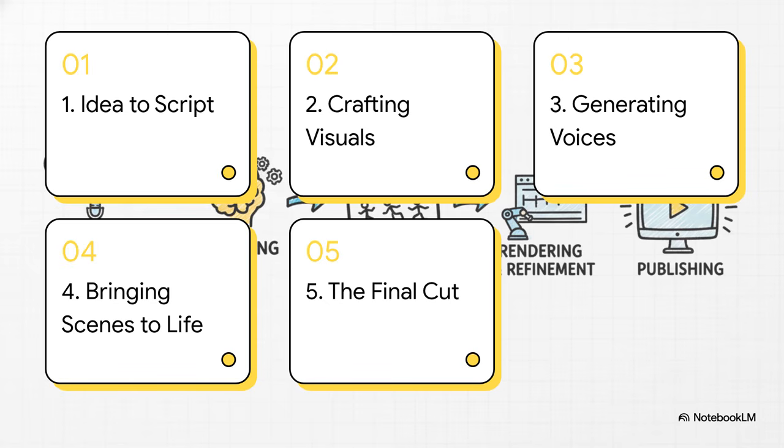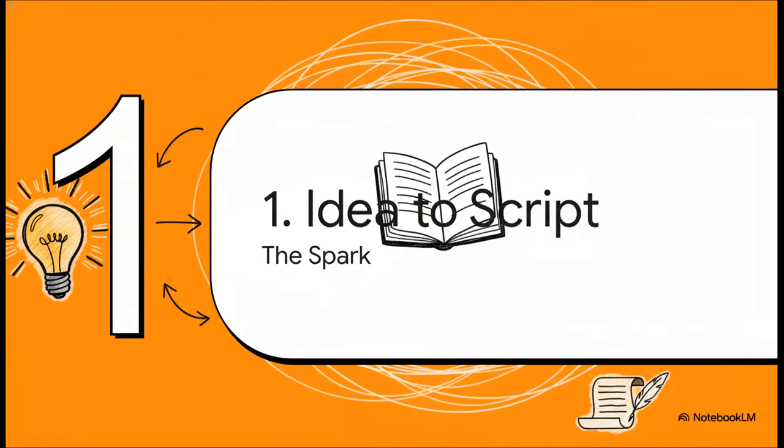Okay, so here's our game plan for today. We're going to walk through this whole journey in 5 simple stages. First up, the spark, where we go from an idea to a script. Then, the look, which is all about creating our visuals. After that, the voice, giving our characters a voice. Then, of course, the motion, bringing it all to life. And finally, the final cut, where we put it all together. Sound good? Let's go.